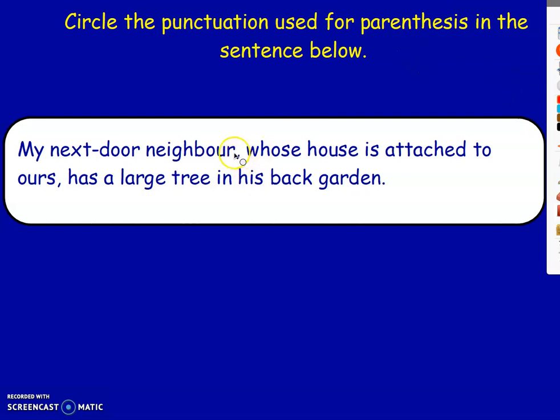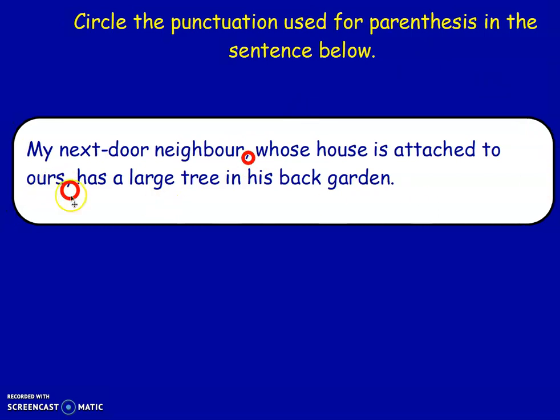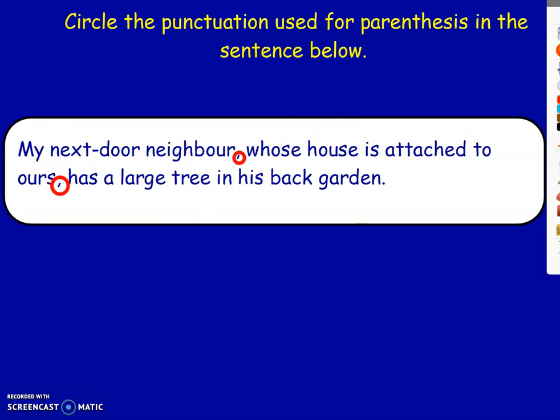Okay, the answer is this one just here, and this one. We can see that they've used commas to do it on this one, which is different to the last one, isn't it? And we can also see that this is the added information. My next door neighbour, whose house is attached to ours, has a large tree in his back garden. So not only are they next door neighbour, the house is attached. So we've found more information about the next door neighbour and where they live.